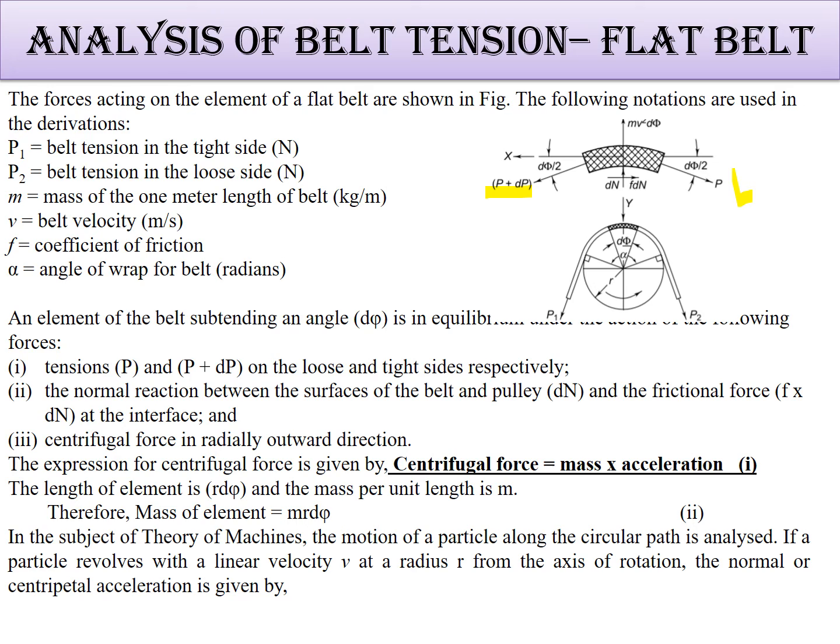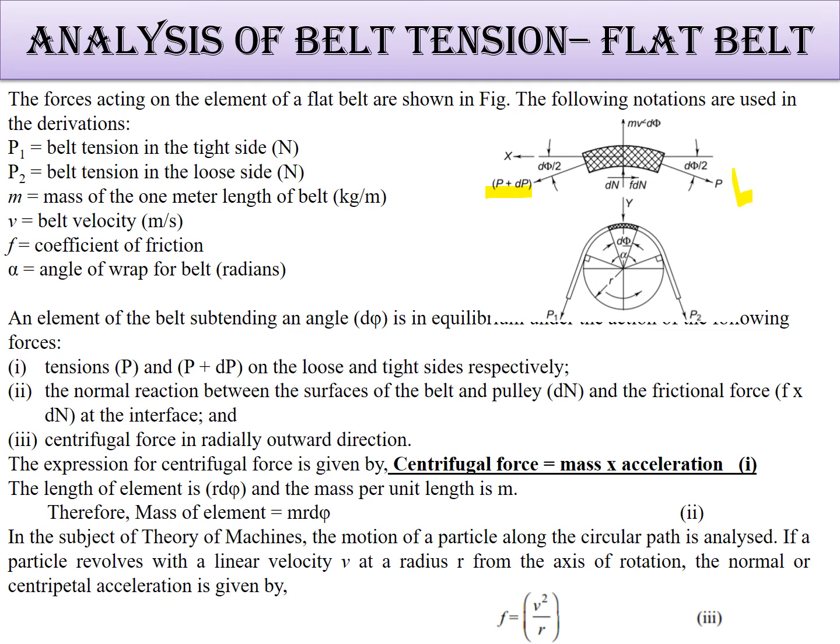Now we know from the theory of machines subject, in that subject we learned the motion of a particle along the circular path is analyzed. If a particle revolves with a linear velocity v at a radius r from the axis of rotation, the normal or centripetal acceleration is given by this term, that is f is equal to v square upon r. So we term this as equation number 3.